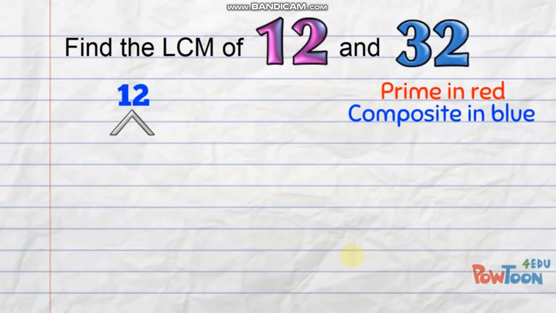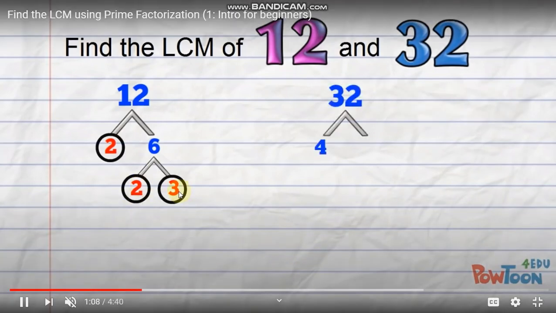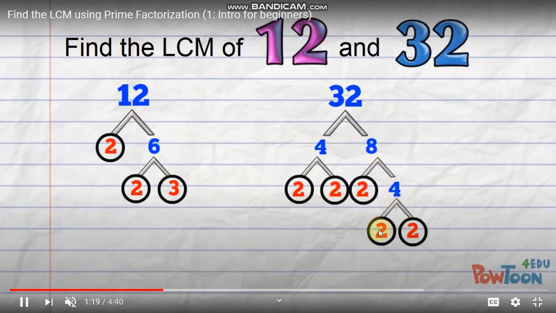For example, take 12: expand it as the factors 2 into 6, and 6 again will be divided as 2 into 3. Then 32 is written as 4 into 8, and 4 will be written as 2 into 2, and 8 will be written as 2 into 4. 4 is again expanded as 2 into 2. Now see here, the final prime factors are 2, 2, 3.